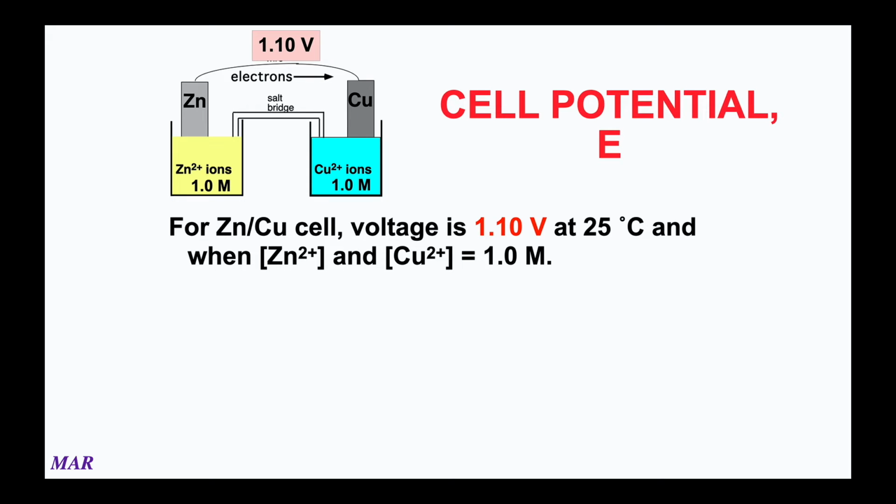If you connect that zinc and copper cell that we've been looking at, the voltage is 1.10 volts at 25 degrees Celsius, and when the concentration of the ions is 1.0 moles per liter. Notice this right away: there's a temperature and there are also solution concentrations, and we'll talk in a little bit about how those change if you change those values. But for right now, 25 degrees Celsius, 1 mole per liter, that kind of stuff are standard conditions.